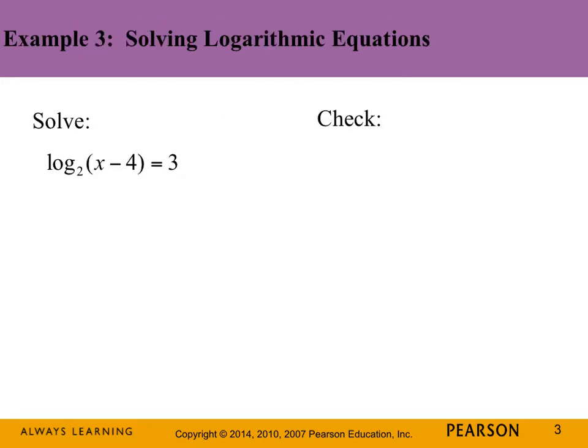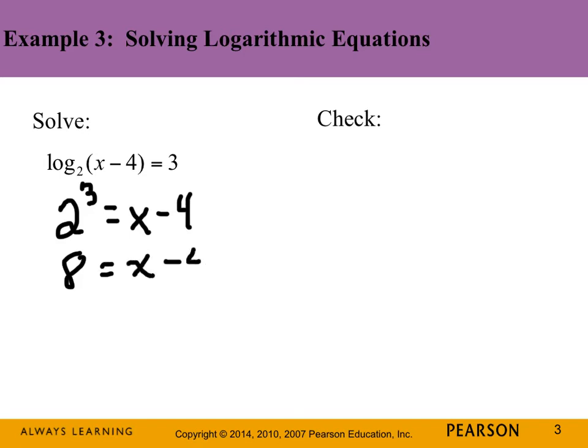Okay, so the first part of example 3 is pretty easy. We're going to rewrite this in exponential form. That would be 2 to the third power equals x minus 4. 2 to the third power is 8. 8 equals x minus 4. You add 4 to both sides, we get x equals 12. But we do need to check that solution.